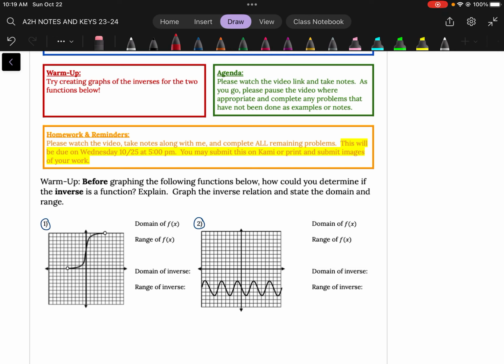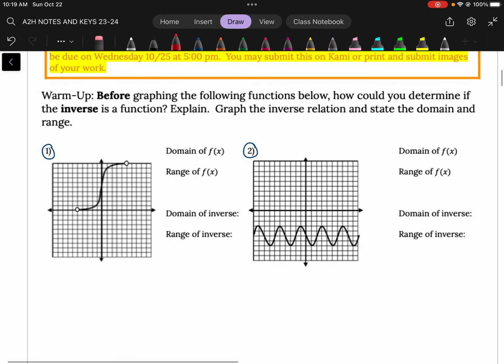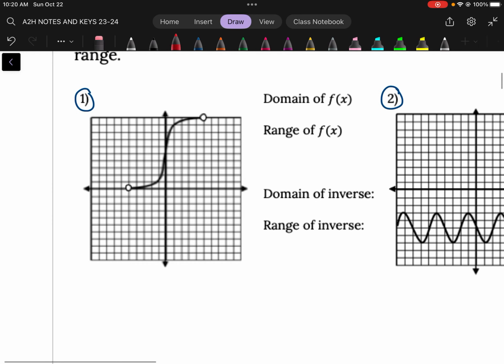Let's start with something that you have done before. Try graphing these inverses. So go ahead and pause the video now. Try to graph these inverses, and then I'll show you my answers. So go ahead. All right, so hopefully you're able to do that.